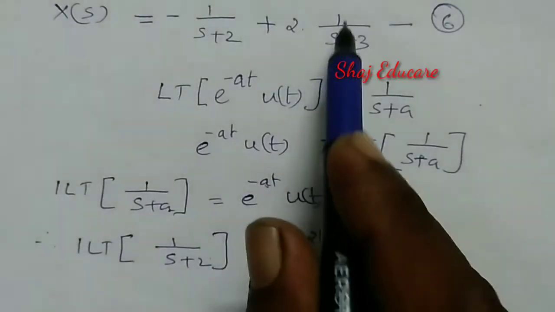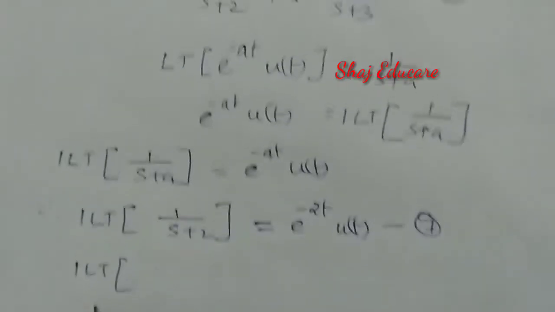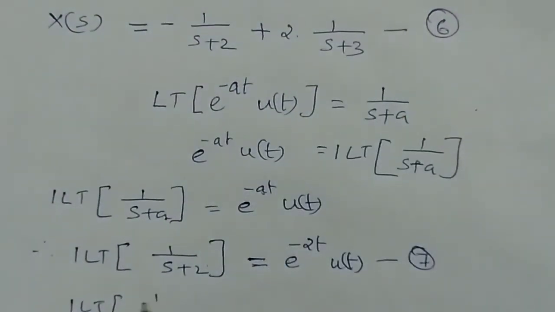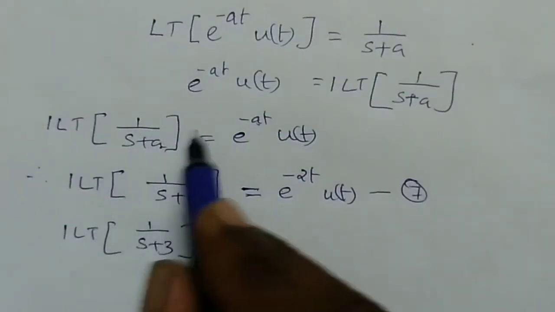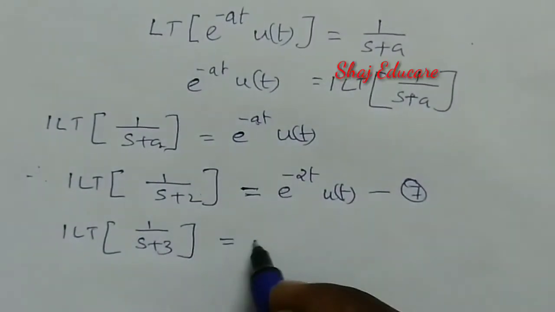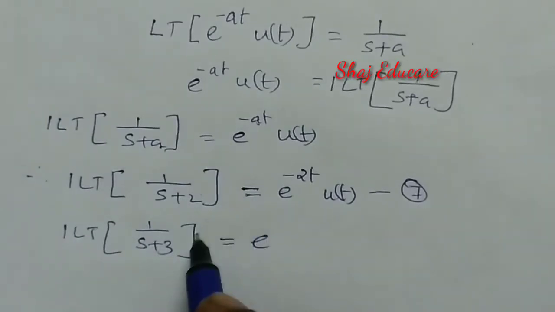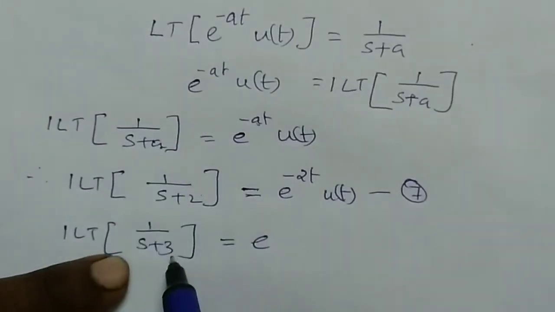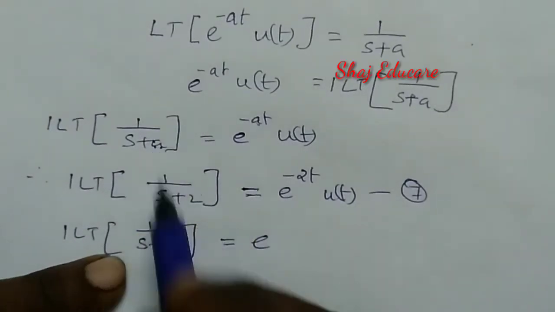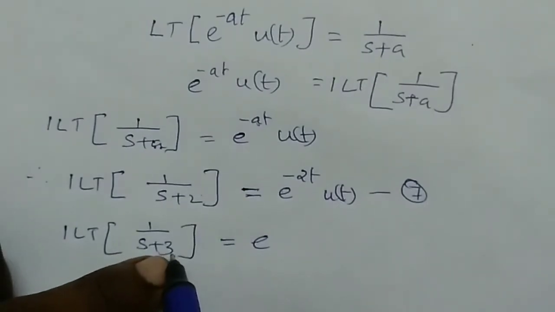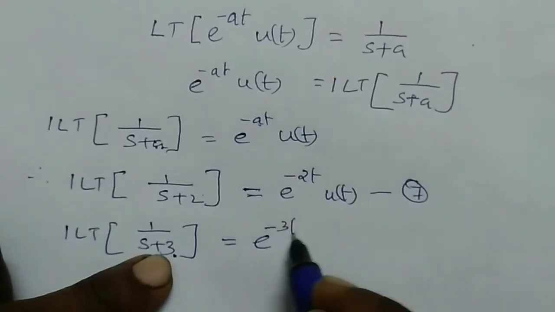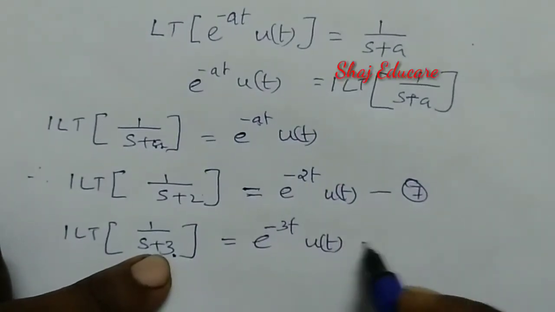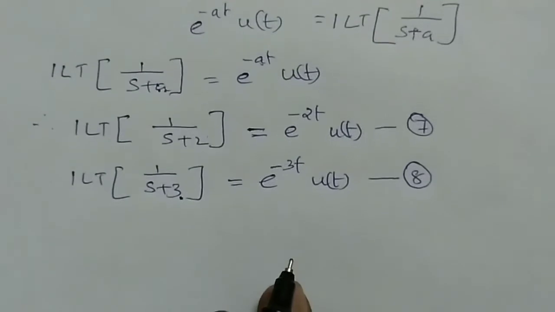Then what about the second one, the inverse Laplace transform of 1 by s plus 3? Again, using the same formula, here we have 3 in place of a. So let us substitute 3 for a here. Then we will be getting e raised to minus 3t u of t. Okay, that is equation number 8.